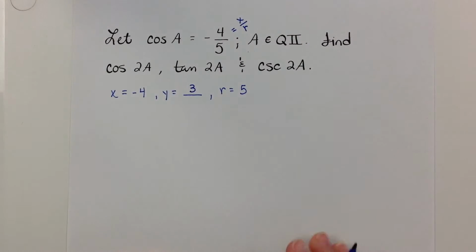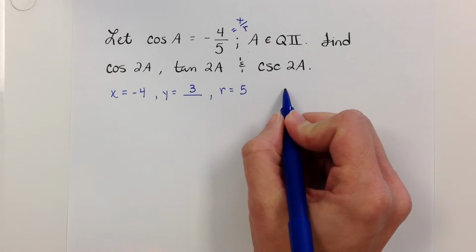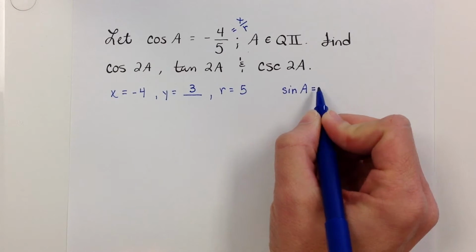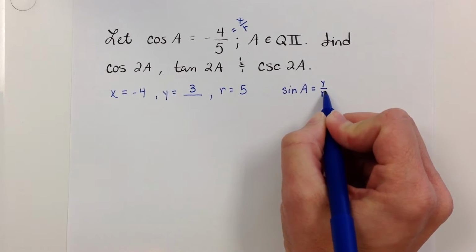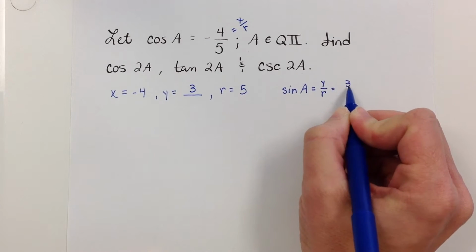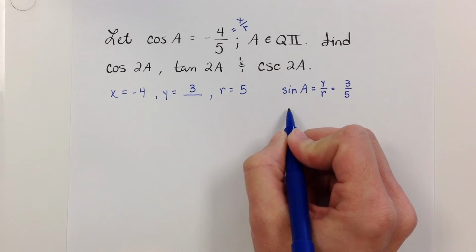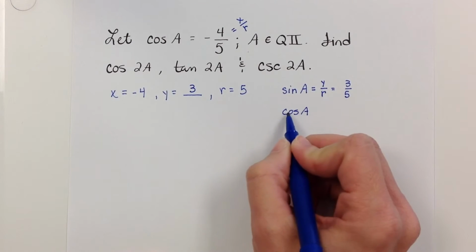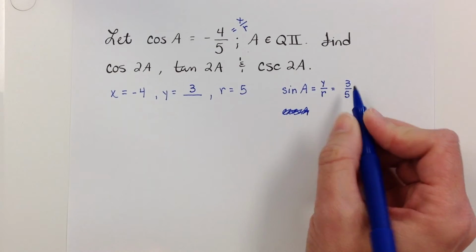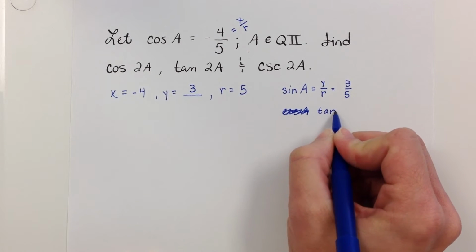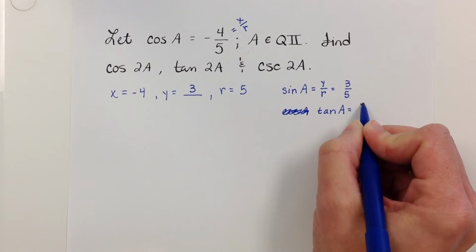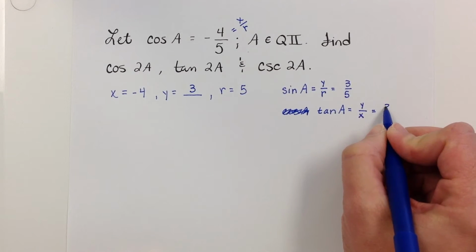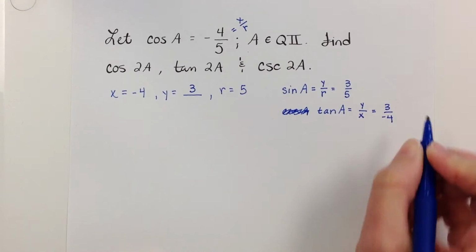Now, from that, I can come up with sine of angle A. That would be y over r, so that's 3 over 5. And then cosine of angle A. Well, of course, cosine was the one that was given to us. So let's just do tangent. Tangent of angle A would be y over x, so that would be 3 over -4.